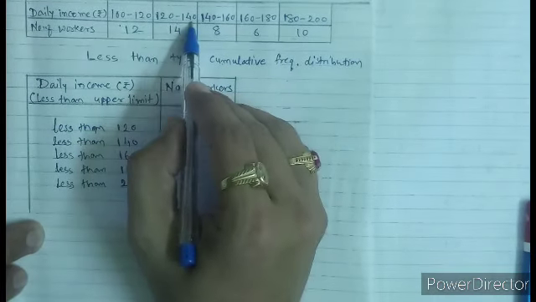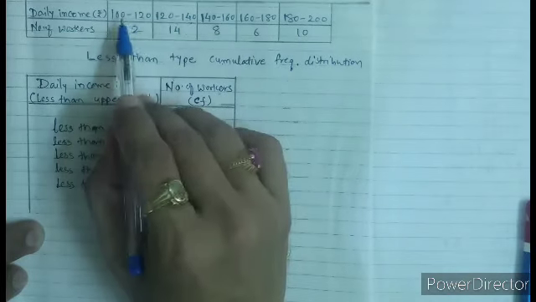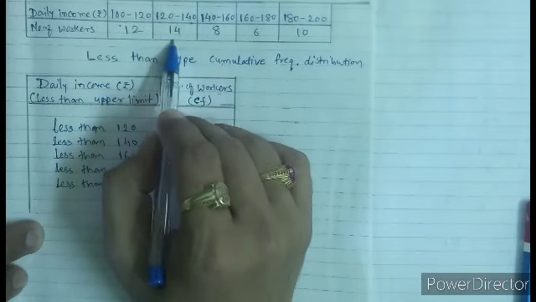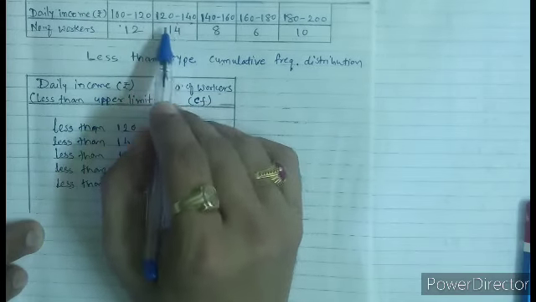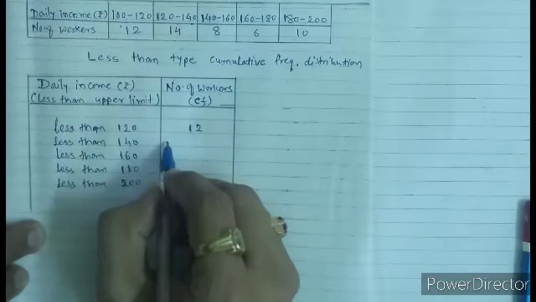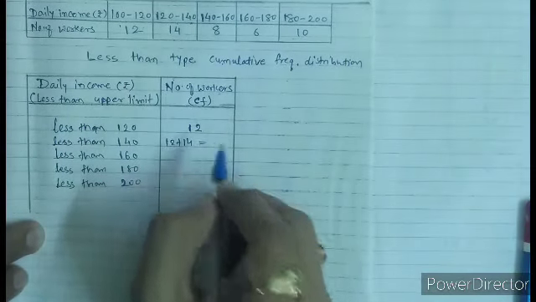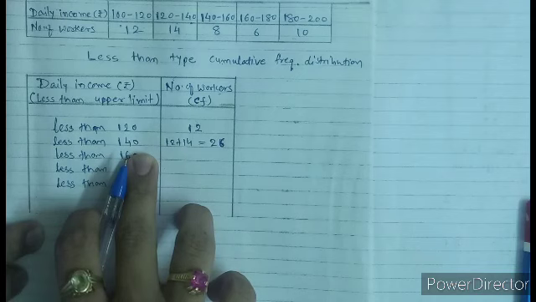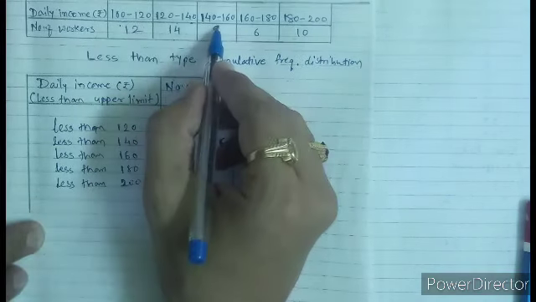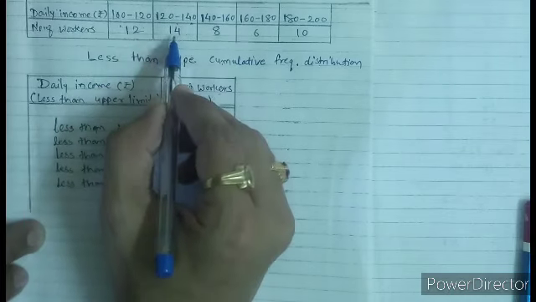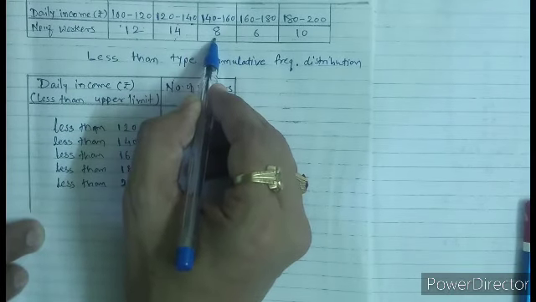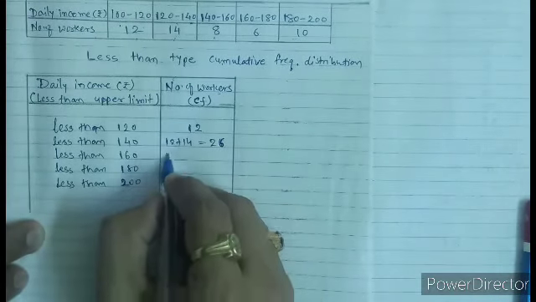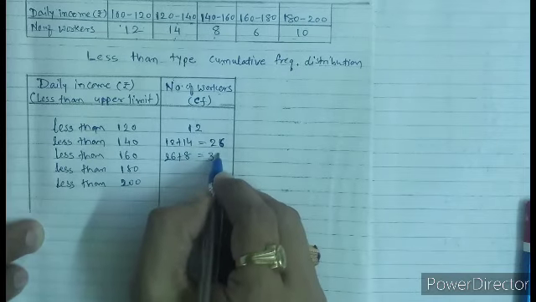Now for less than 140. Here we have 100 to 120 with 12 workers, and 120 to 140 rupees daily income with 14 workers. So less than 140 there are 12 plus 14, which is 26 workers. So less than 140 the number of workers is 26. Then less than 160 the number of workers will be 12 plus 14 plus 8. So we add 26 plus 8, which equals 34.